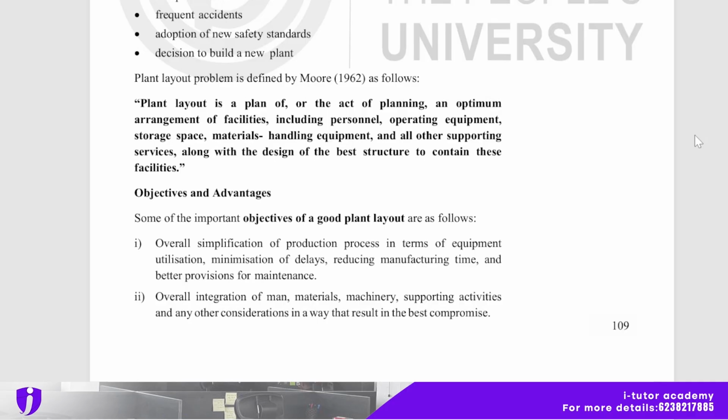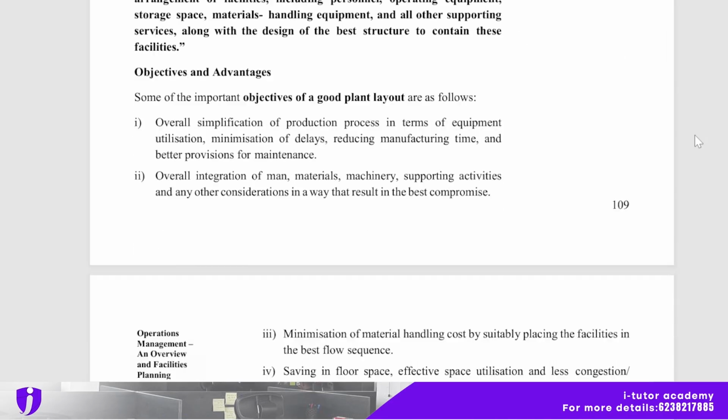Plant layout is a plan of, or the act of planning, an optimum arrangement of facilities including personnel, operating equipment, storage space, materials handling equipment and all other supporting services, along with the design of the best structure to contain these facilities. Objectives and advantages.